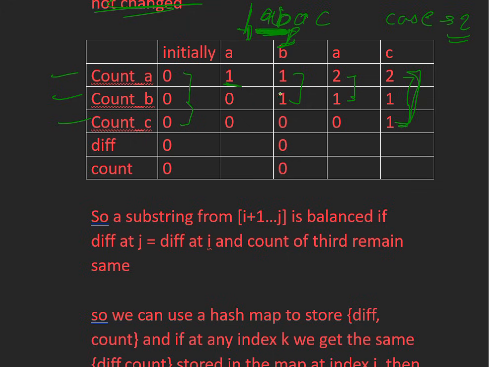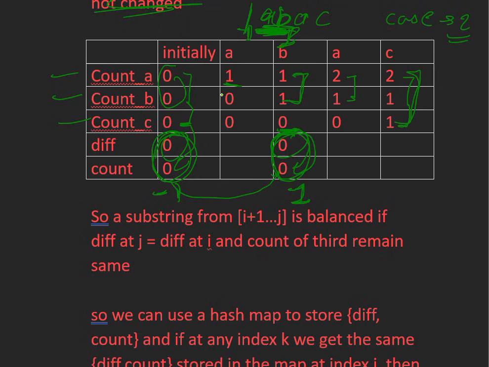So if you'll see the difference, 1 minus 1 is 0, and initially the difference is 0 minus 0 is 0, and count of c is 0, and count of c here is also 0. So if you'll see this difference comma count pair is repeating at index -1 and at index 1. So if you'll see AB, is it balanced?